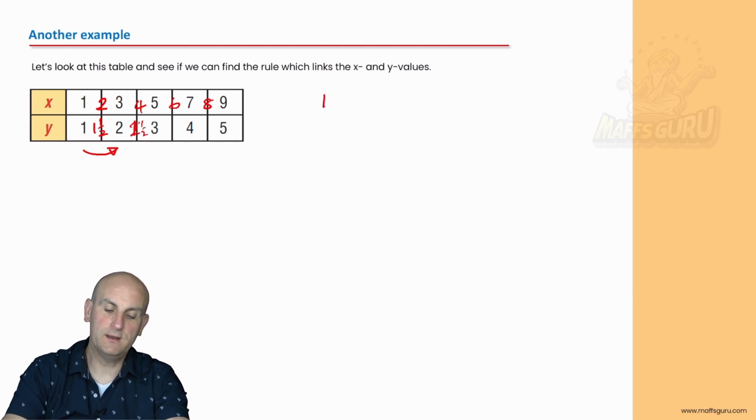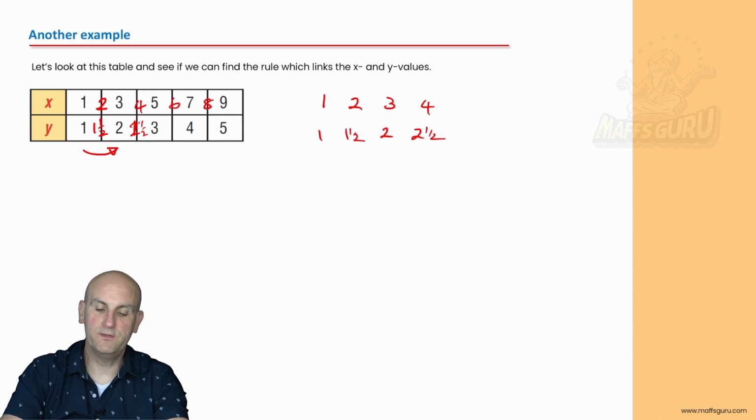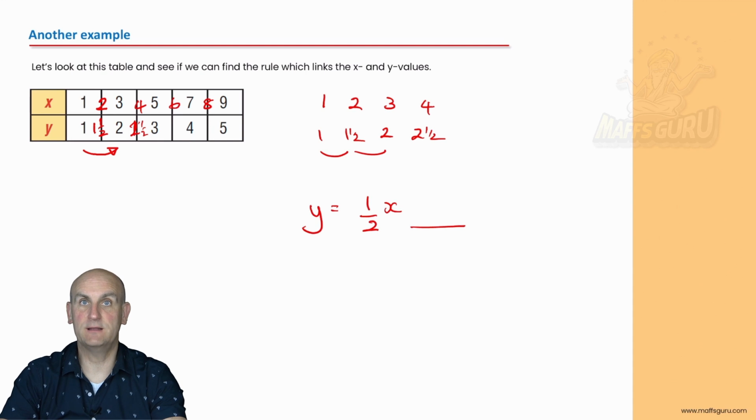So having now got my numbers 1, 2, 3, 4, and 1, 1.5, 2, 2.5, etc. What are these going up in? They're going up in halves. So my rule would be y equals 1/2 of x, and we just got to find this bit here.